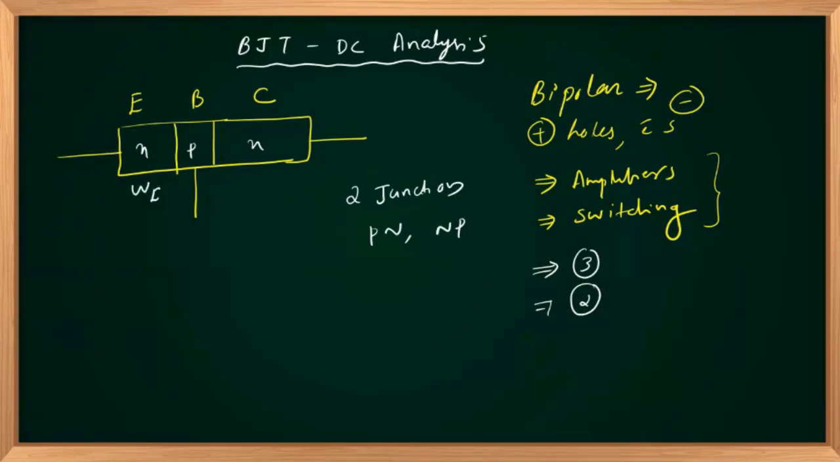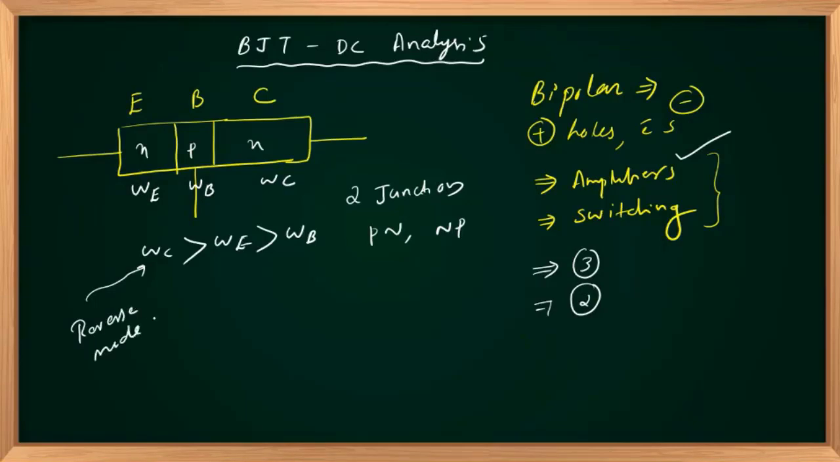With respect to the area of emitter, base, and collector, W implies width of the region. So WC is larger than WE, and base area or width of base region is very less. WC is made wider because in amplifier circuits, collector region is operating in reverse mode, or collector base junction is reverse biased.